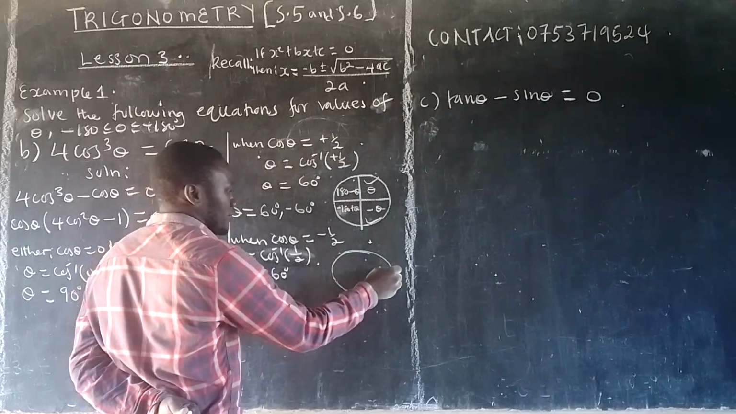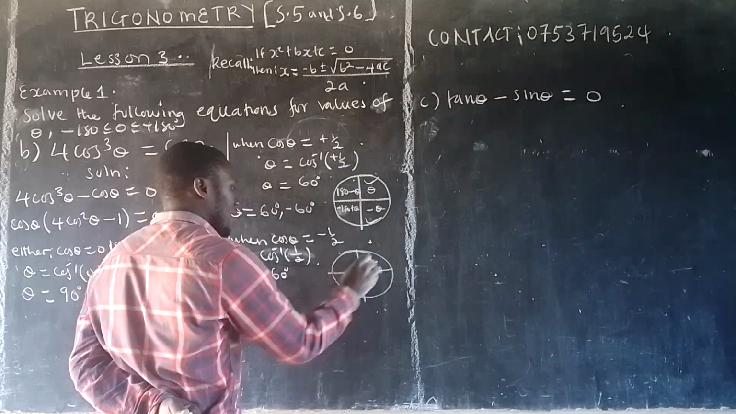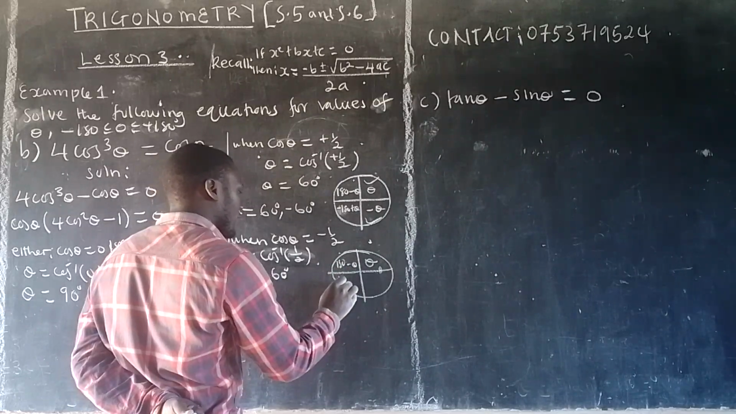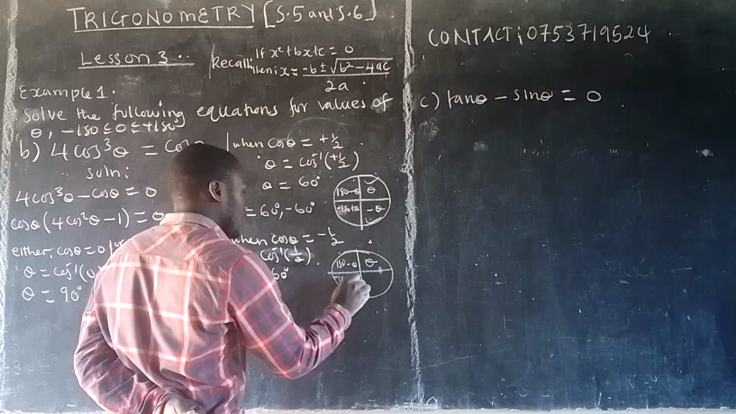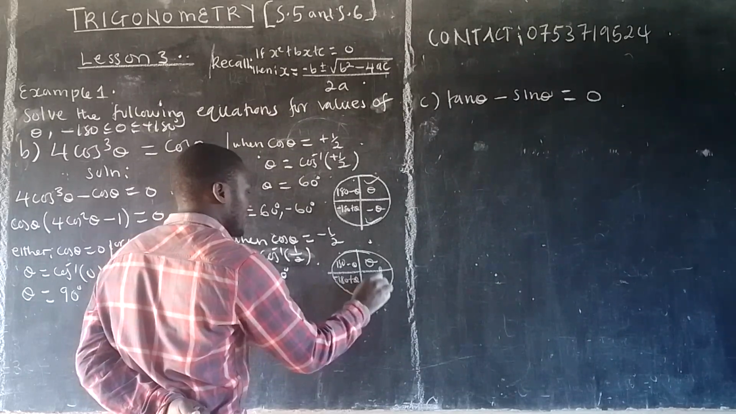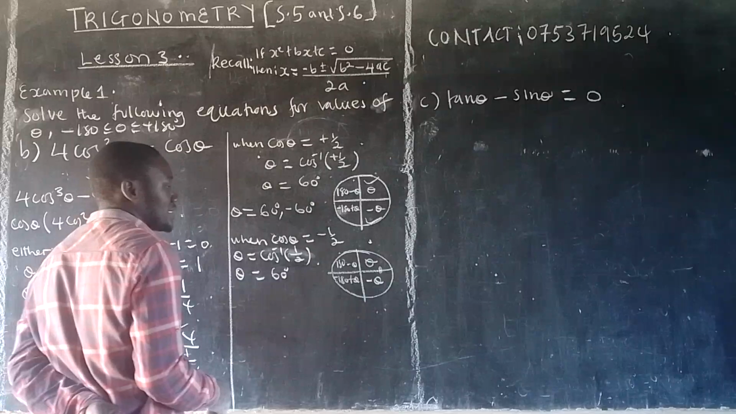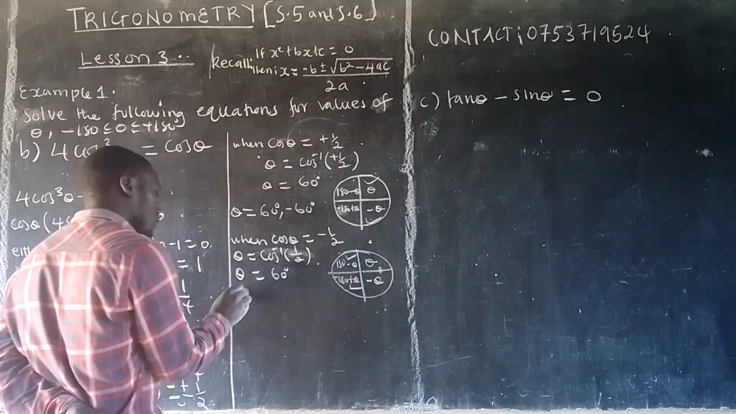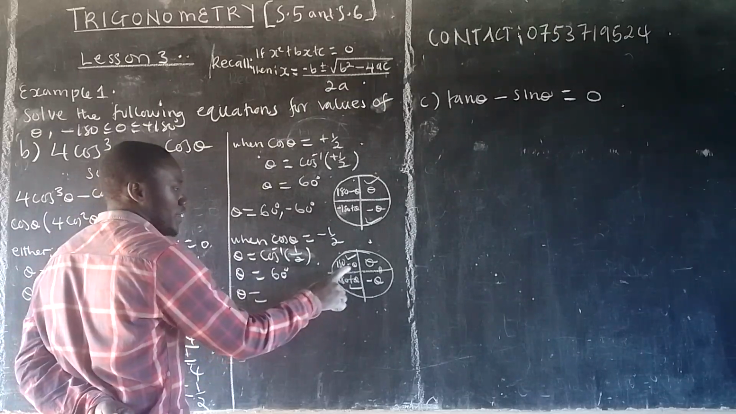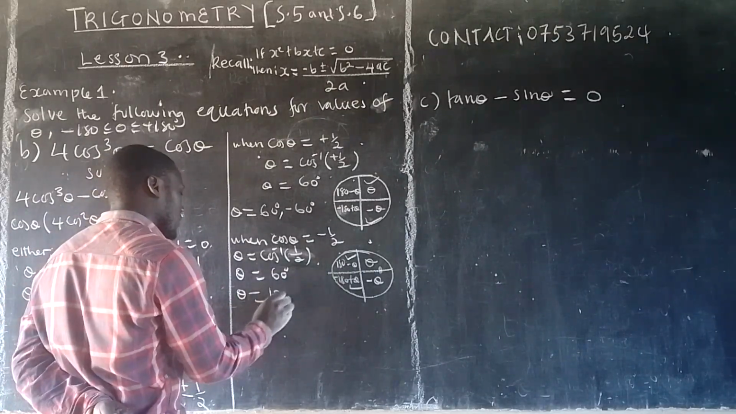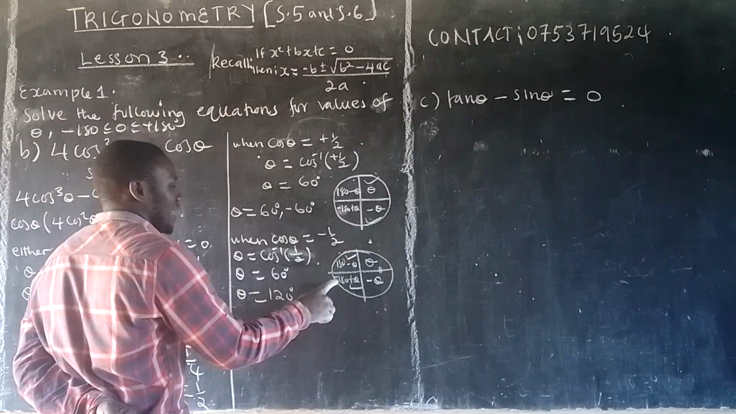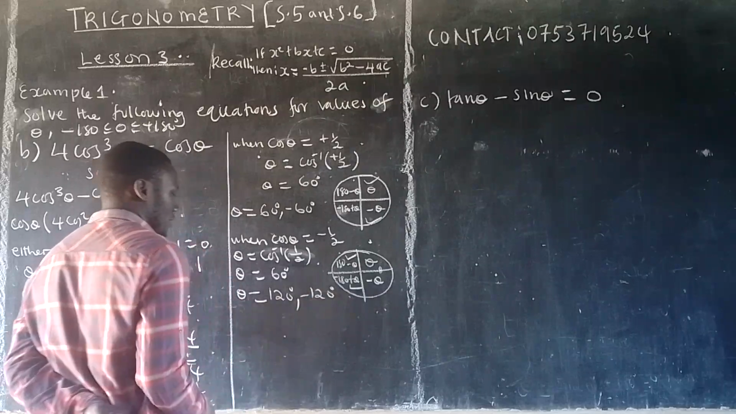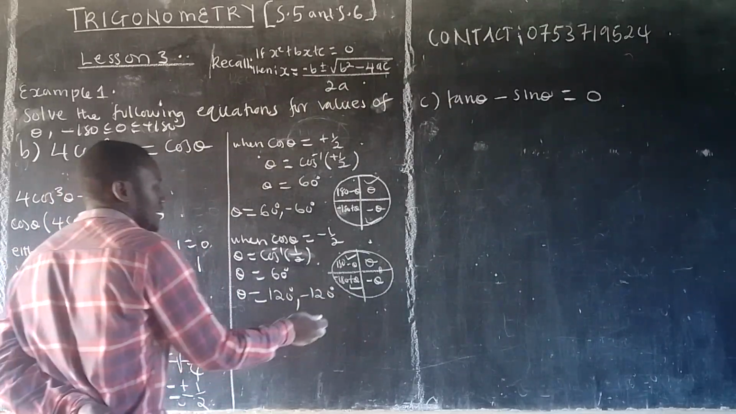So back to our circles here. We have here theta, here 180 minus theta, negative 180 plus theta, and negative theta. So where do we have cos as a negative? All Students Teachers. So here and there. So our answer, theta will be equal to 180 minus 60, that is 120, comma, negative 180 plus 60, negative 120 degrees. So now that will be the answer for that area.